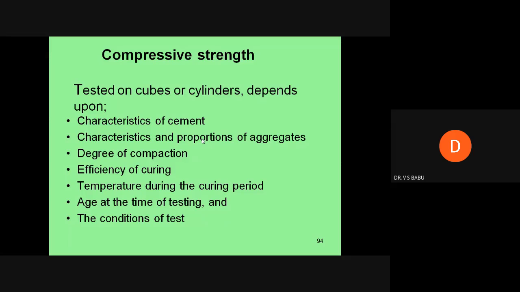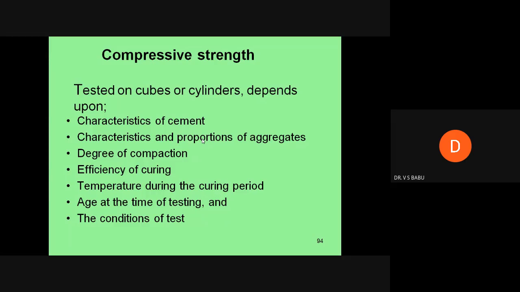Next, temperature during the curing period. Suppose you cast the cubes with the same ingredients. If you take the winter cube and the summer cube, obviously you know the maturity concept well. If the curing temperature of the water or the air is higher, because of the maturity concept, the strength of the concrete is increased. So temperature and strength are directly proportional. If temperature increases, the cube strength also increases.